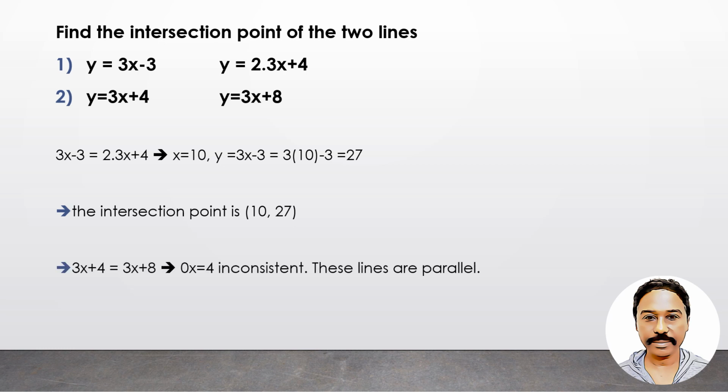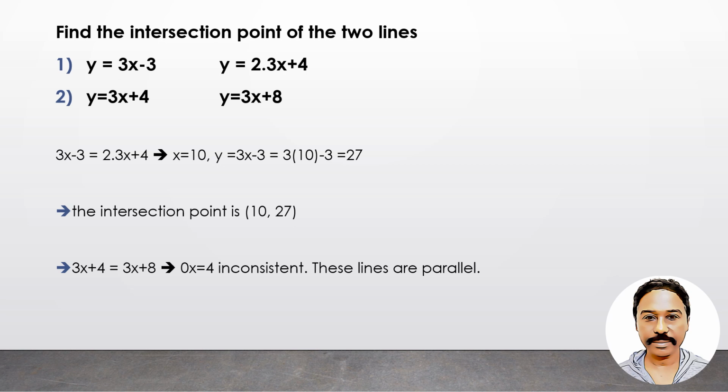For the second part here, where we have y is equal to 3x plus 4, and here we have y is equal to 3x plus 8, and again we can see y is equal to some value, and here y is equal to another, that means these two values are equivalent at the junction point or at the intersection point. So we have 3x plus 4 is equal to 3x plus 8. That gives us 0x is equal to 4, which is impossible.